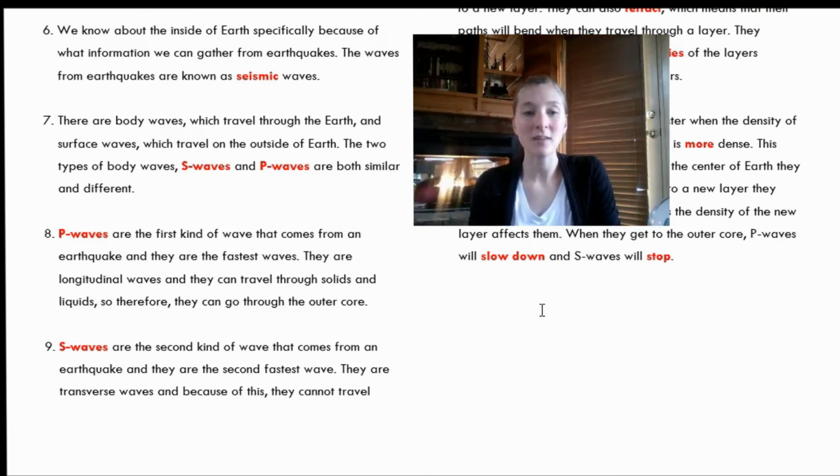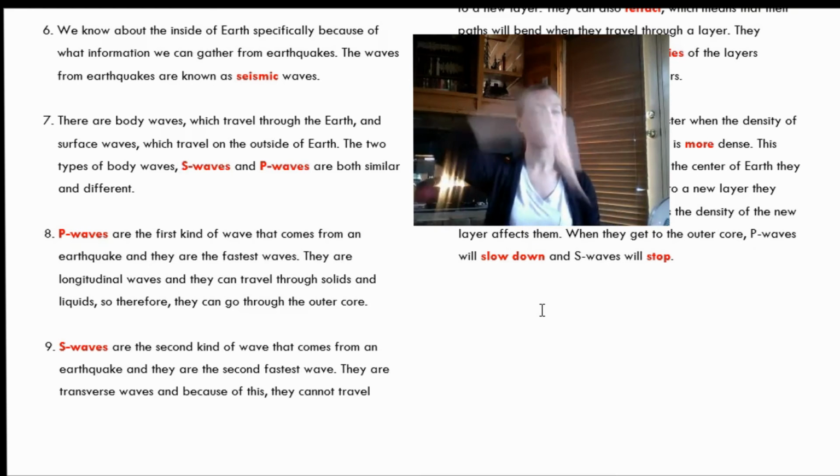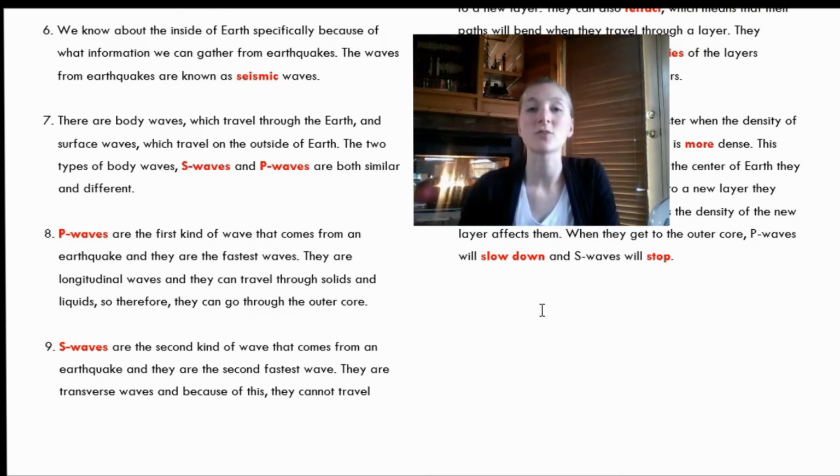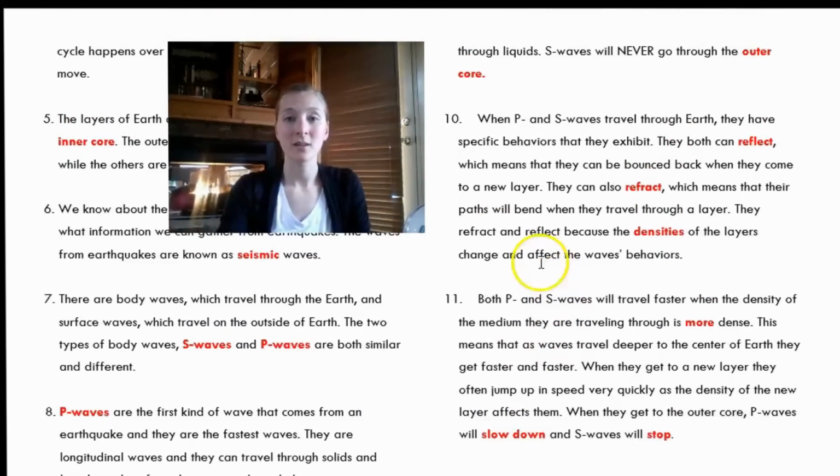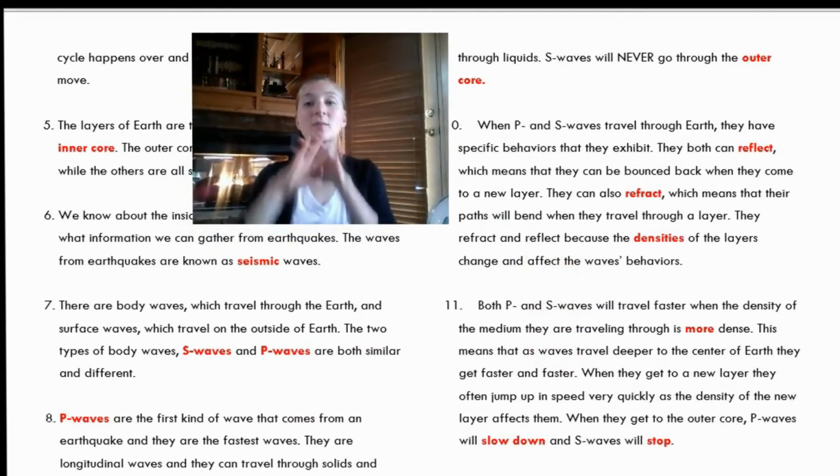S waves are the second kind of wave that comes from an earthquake, and they're the second fastest wave, and they're transverse. So transverse ones are the wiggly kind of waves. And because of this, they cannot travel through liquids. S waves will never go through the outer core because of some funny stuff with how liquids respond to these kind of wiggly transverse waves.